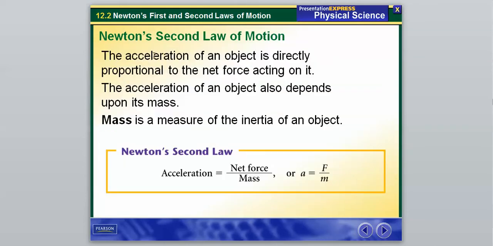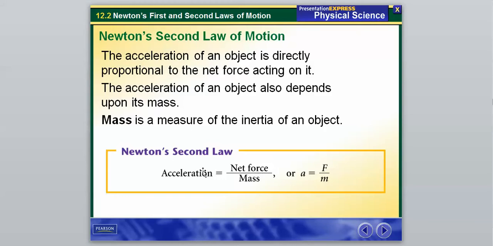The acceleration of an object is directly proportional to the net force acting on it. So how fast something is going to speed up, how fast it's going to change its velocity, is dependent upon the net force acting on it, and it is also dependent upon the object's mass. Usually a larger mass probably means less acceleration, because it's harder to get that larger mass moving.